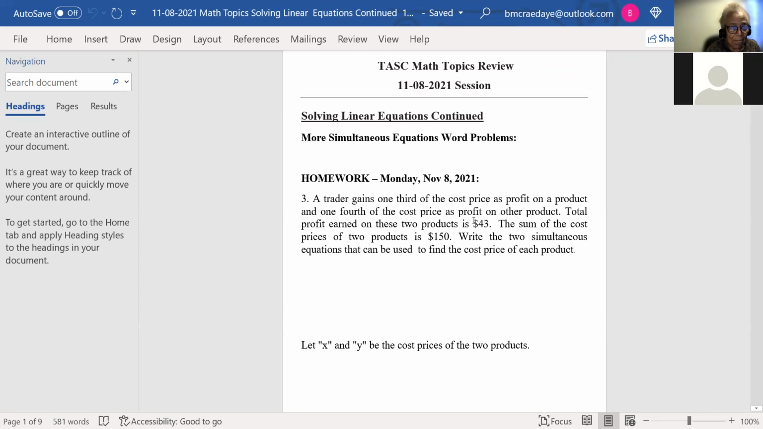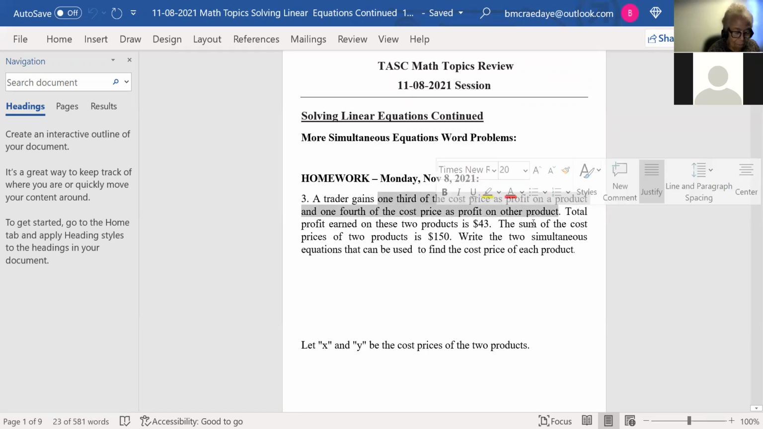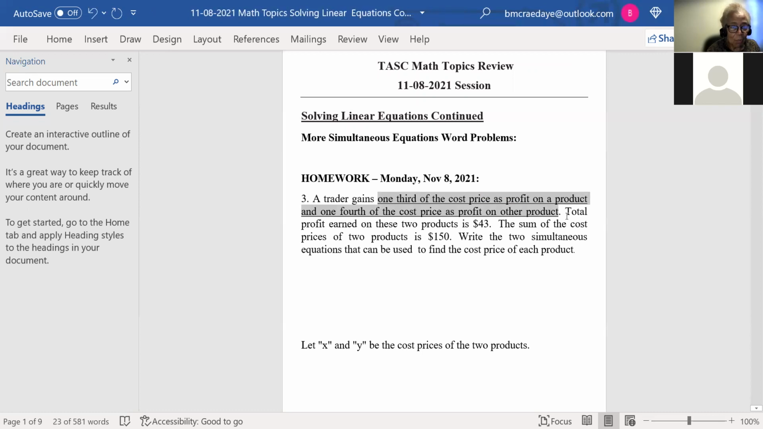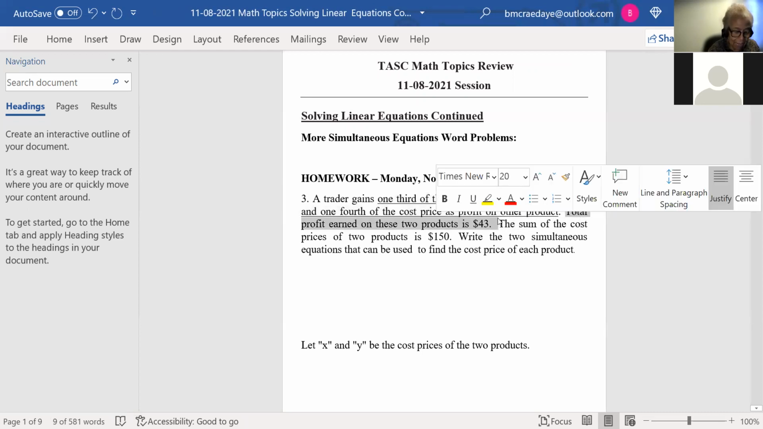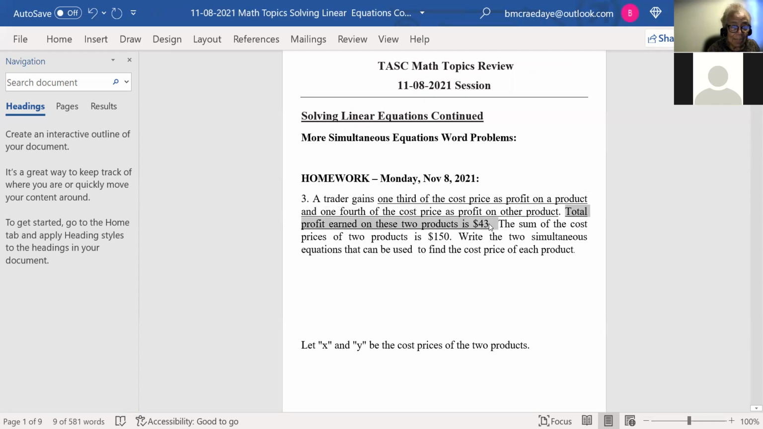Okay, so here's what we need. We need the 1/3 and the 1/4. 1/3 on one product, 1/4 on the other. We need the total profit on those 2 products, $43, right? And we need the sum of the cost of the 2 products, $150. So that's what we need from this word problem.